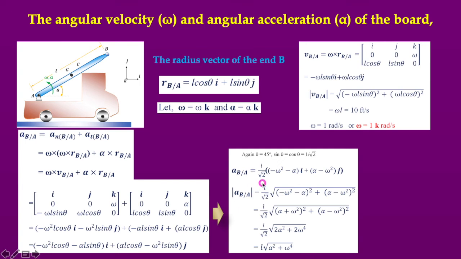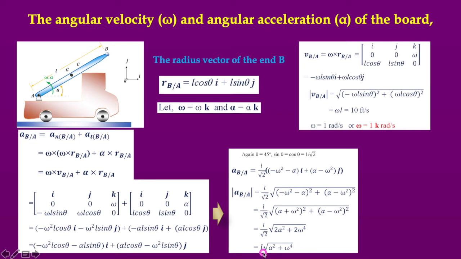Now let's consider the given value of theta, 45 degrees. So sin theta equals cos theta equals 1 by root 2. Substitute all these values here, and the magnitude can be obtained as this square plus this square, whole root, and finally this is the equation.